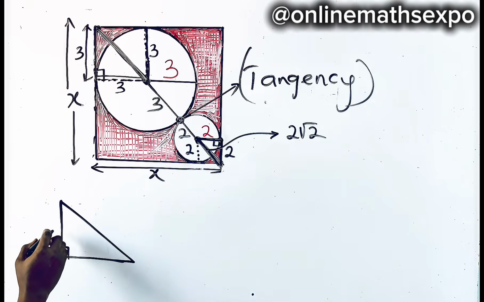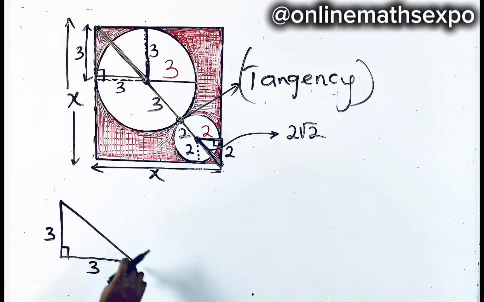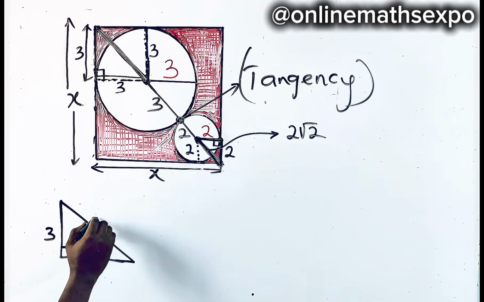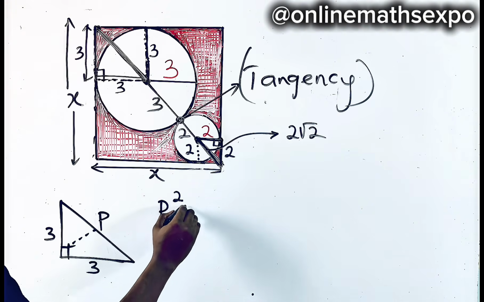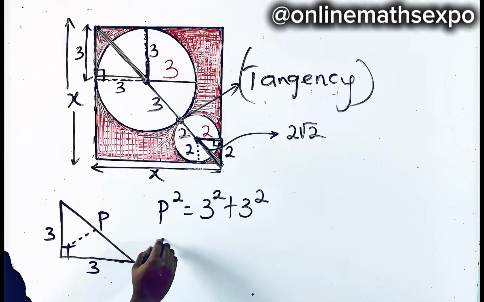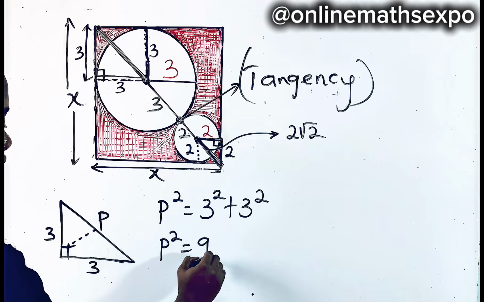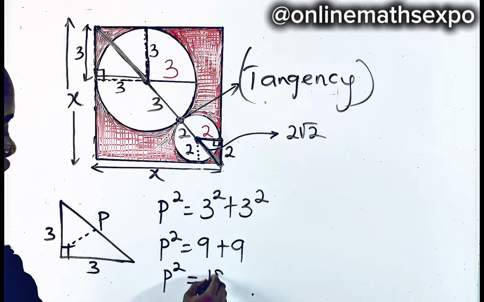This length measures 3, here measures 3. So to get this longest length, we are going to call it also p. So this is the length opposite to the right angle. It means that p squared is 3 squared plus 3 squared. So we have p squared is 9 plus 9, and that gives us p squared is 18.